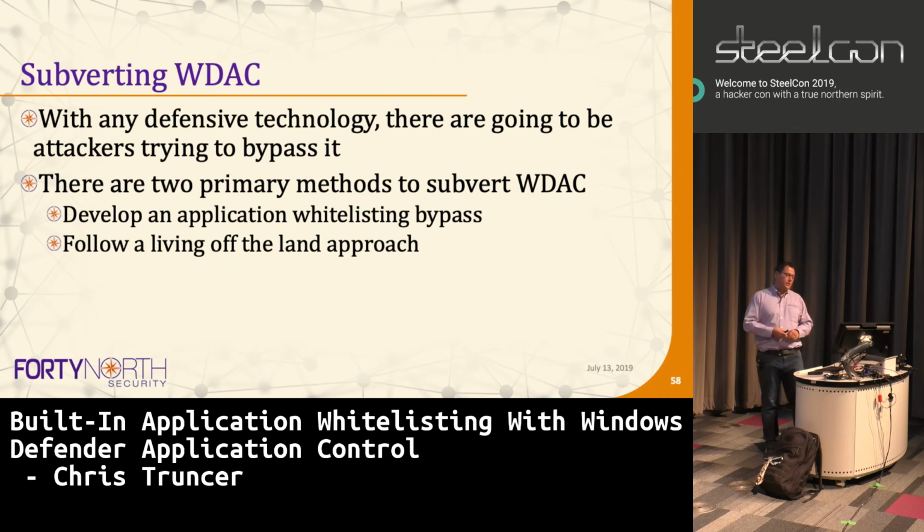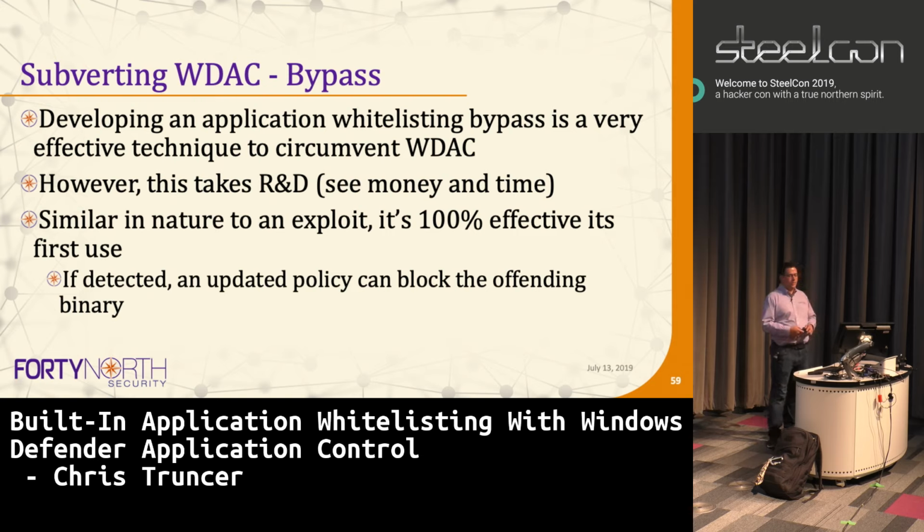All right, so, subverting Windows Defender Application Control. Every offensive talk probably should have a couple of slides on how you can defend against whatever you just talked about. I also believe in the opposite. A defensive talk should have at least a method that you can talk about for how you could try to subvert that technology or defensive capability. There are a couple of different ways you can try to subvert Windows Defender Application Control. The two primary ones are probably to develop an application whitelisting bypass or follow more of a living off the land approach. So what do I mean by this?